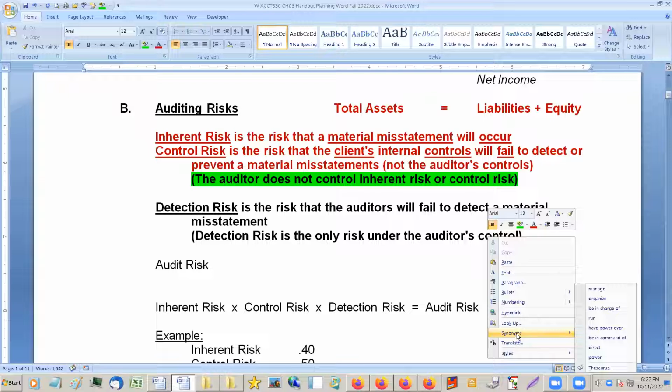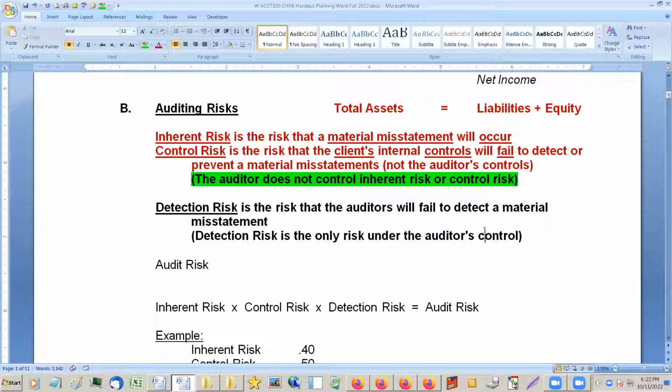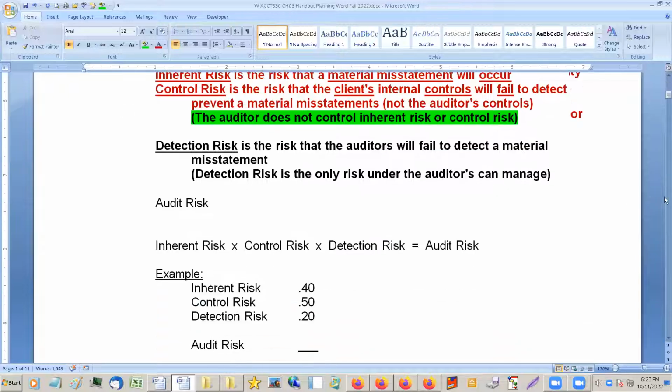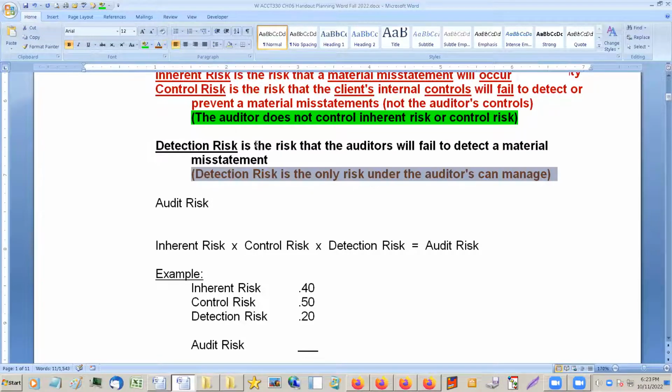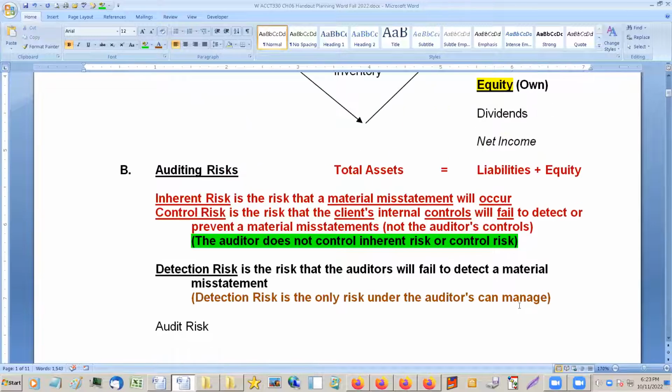I'll say manage. There's a problem here that control is down here and then detection is also there. Okay, detection risk is the one that auditors can manage. So this is the only one that, as an auditor, we have some control over.